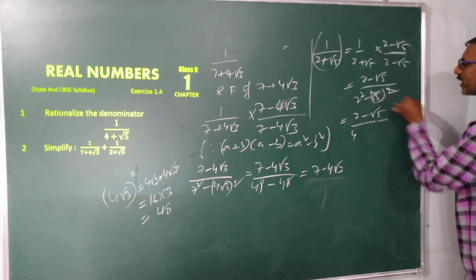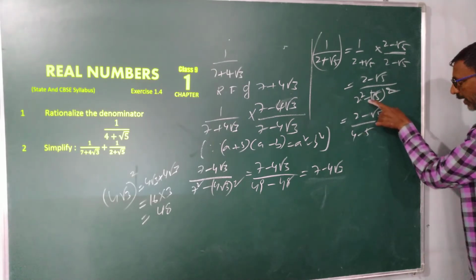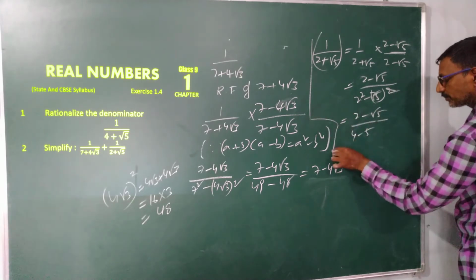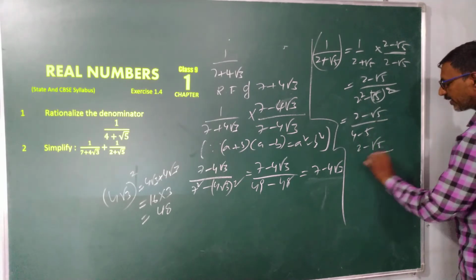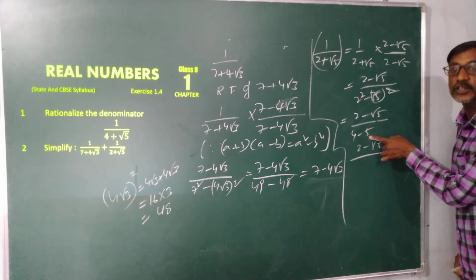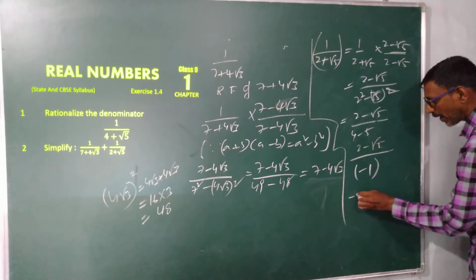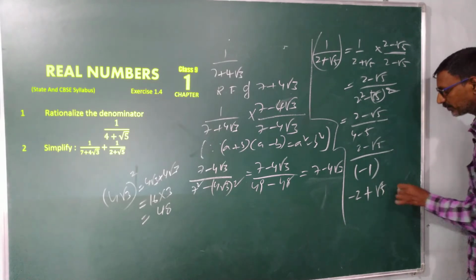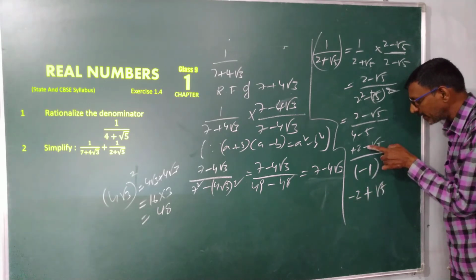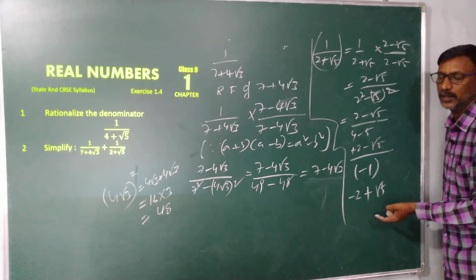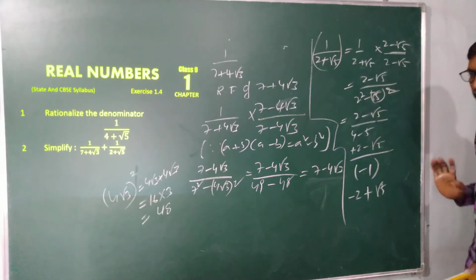Square and square root get cancelled. 5, that is minus 5. That is equal to how much? 2 minus root 5 divided by 4 minus 5, which is minus 1. This minus is multiplied with this one and this one. Minus 2 plus root 5. See, this is plus, right? Plus divided by minus gives minus. Minus divided by minus gives plus. So now I have this value and this value.